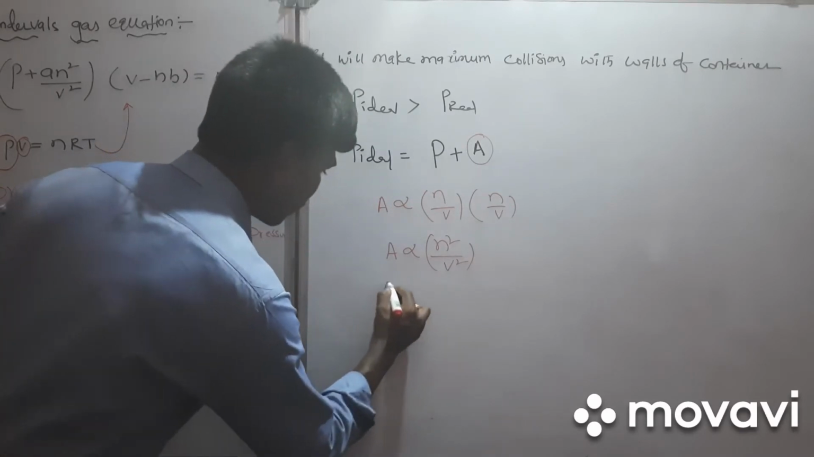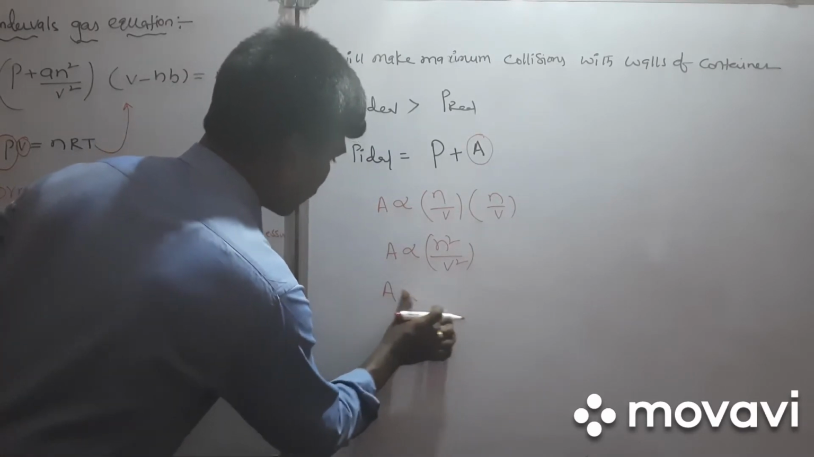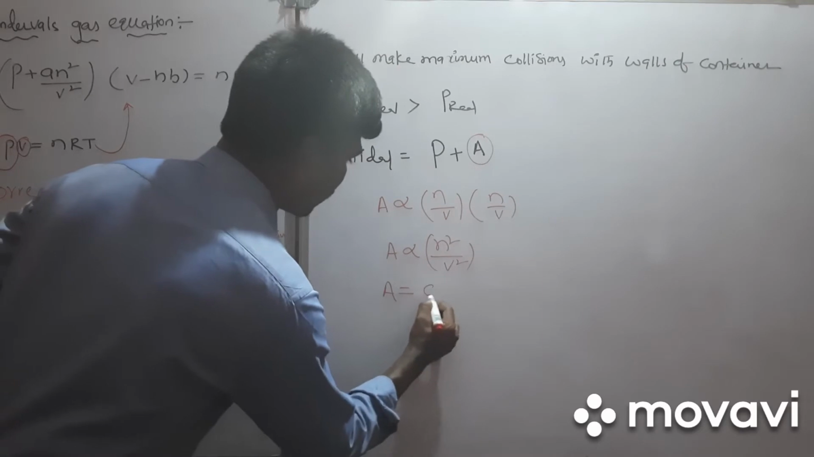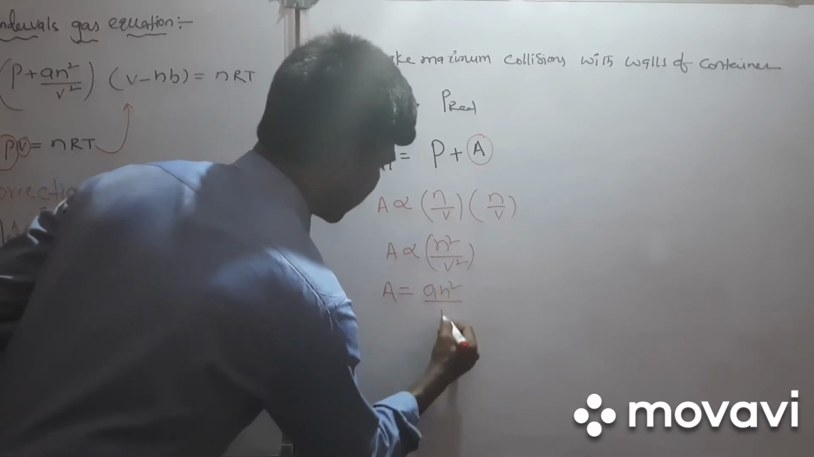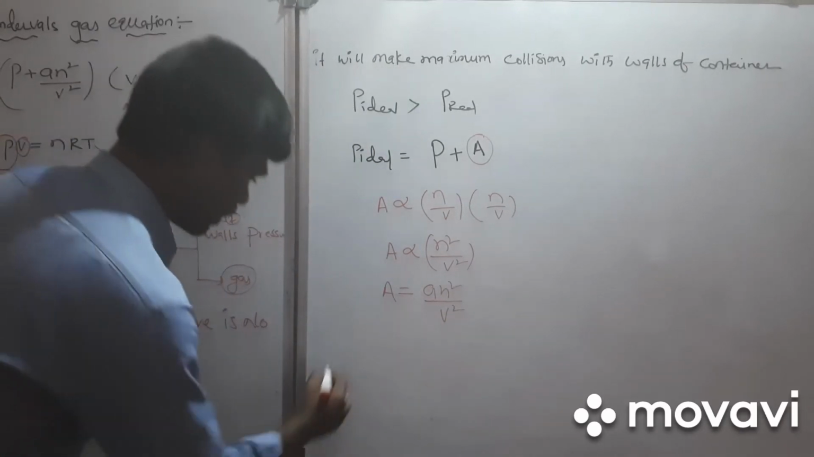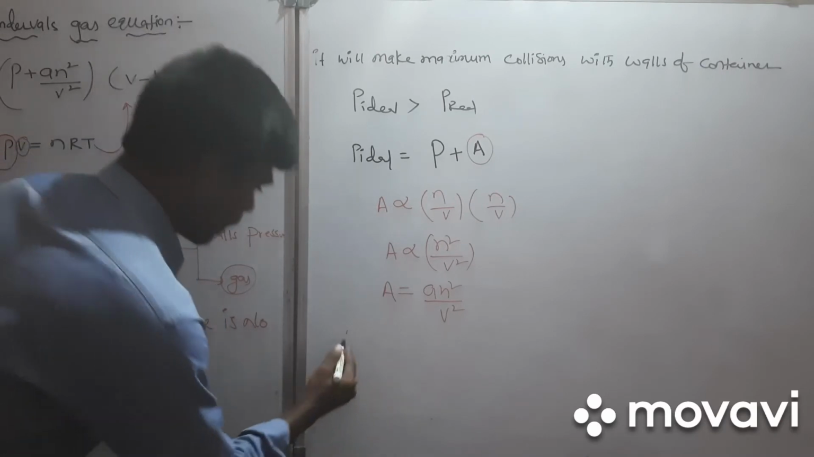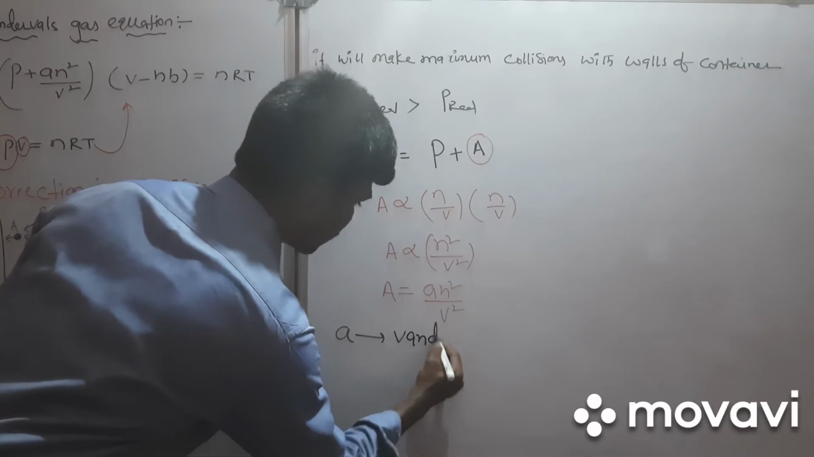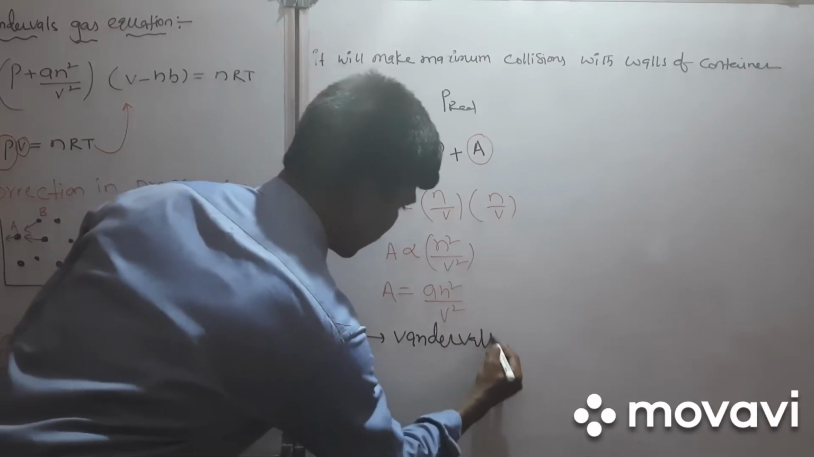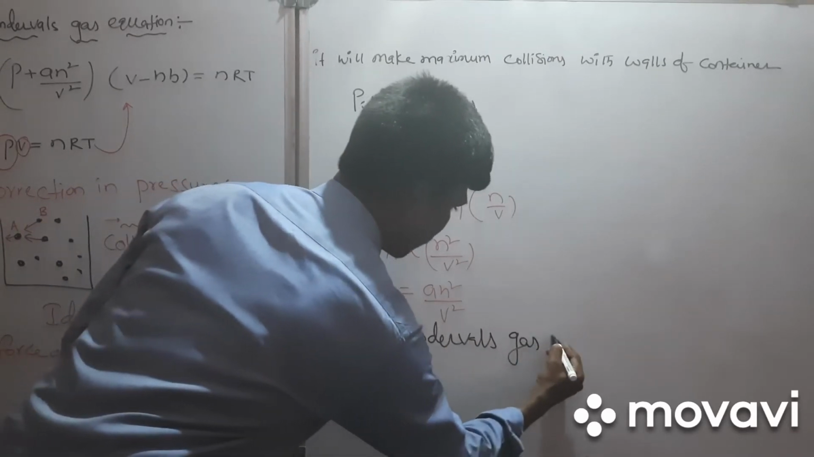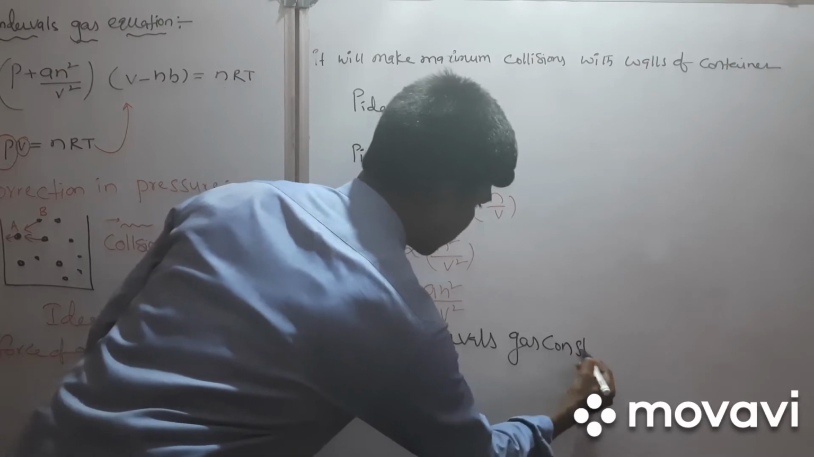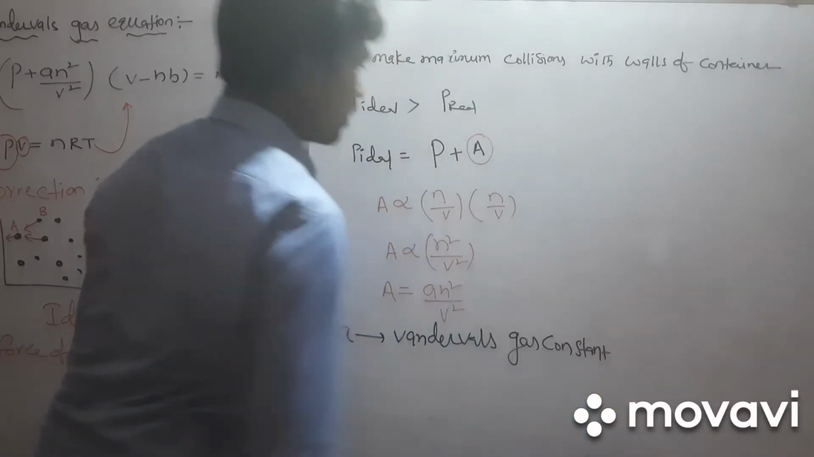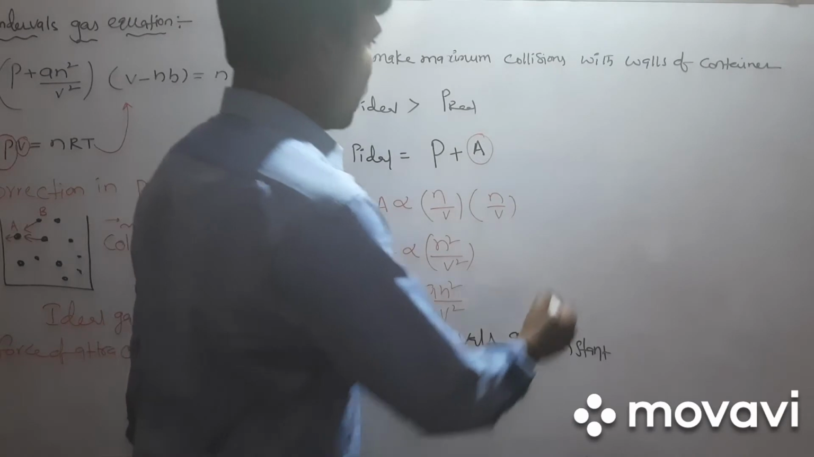So to remove this direct proportionality, I am introducing one small constant here, that is, P correction is equal to a n square by v square. Here a is called van der Waals gas constant, right?